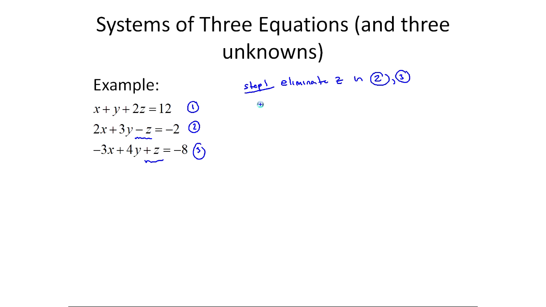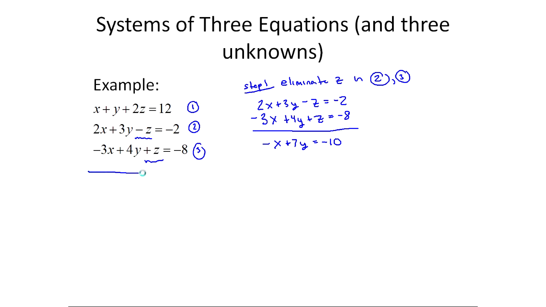Okay, and the way I can do that is just by adding these up, right? So this is 2x plus 3y minus z equals minus 2, and this is minus 3x plus 4y plus z equals minus 8. When I add these up, I get negative x plus 7y equals minus 10. Okay, so notice, one equation with 2 unknowns. I need another one to be able to do anything.